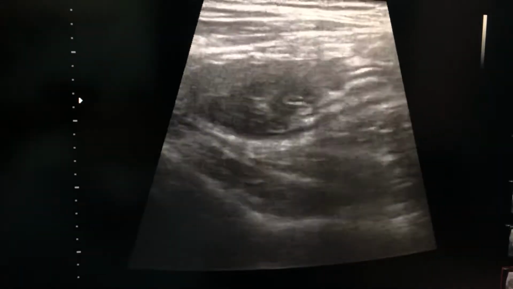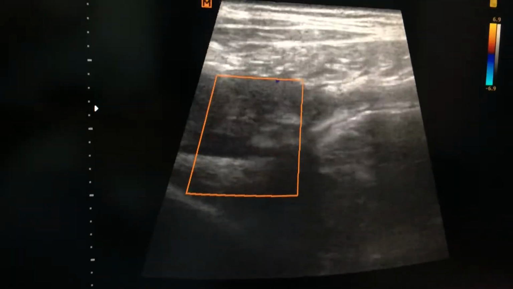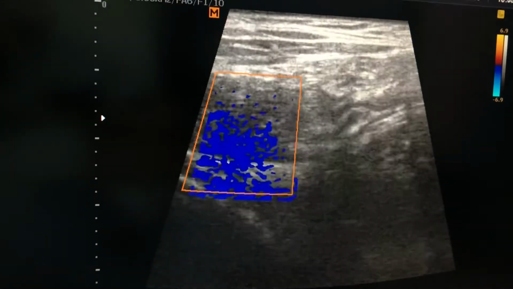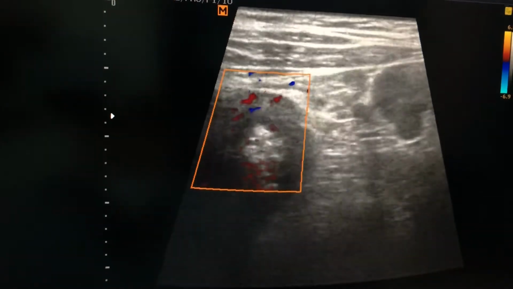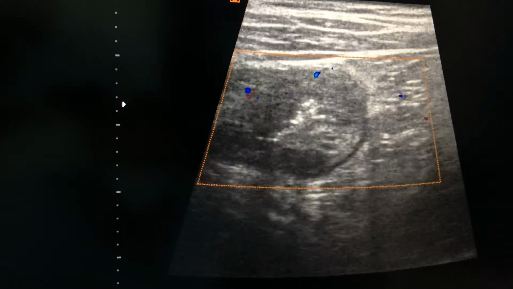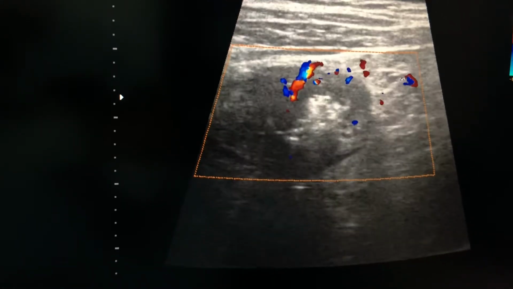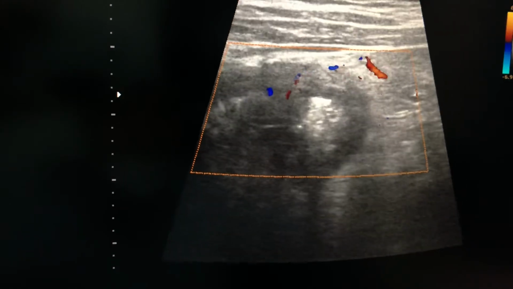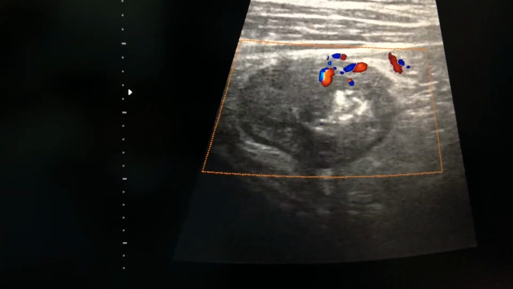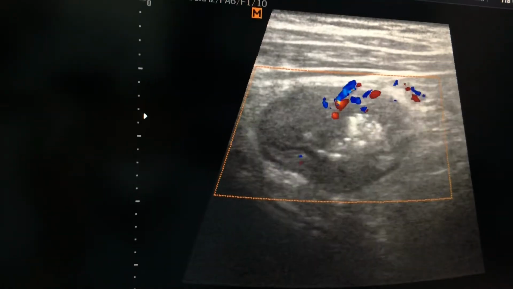The cecum is nicely visualized. Let us see the vascularity. Not much vascular. Mild to moderately vascular ascending colon.